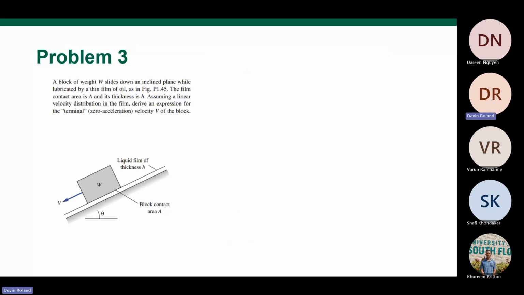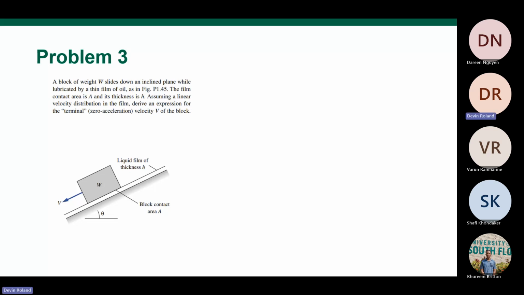Okay, problem 3. Now we have a block of weight W that's sliding down an inclined plane while there's a thin film of oil between the block and the plane, like in the figure. The film has a contact area of A and a thickness of H. Assuming a linear velocity distribution in that film layer, like in the other problem, we want to derive an expression for the terminal velocity of the block, which we'll call V. By terminal velocity, we mean a velocity with 0 acceleration, so constant velocity.